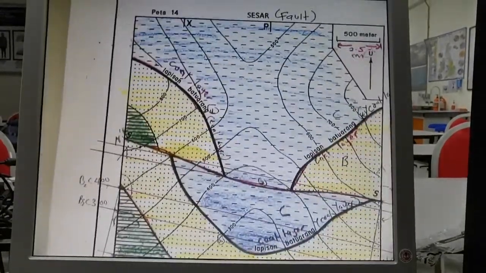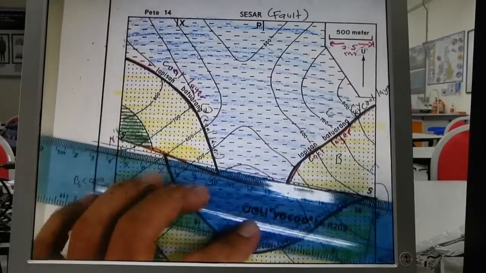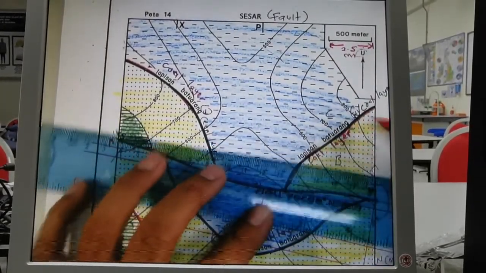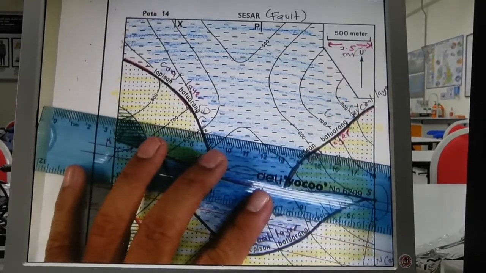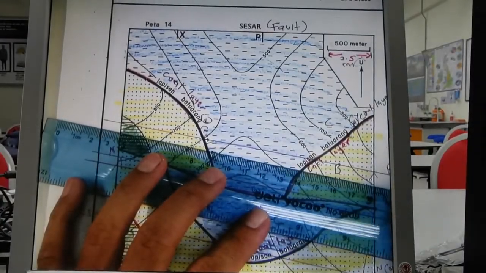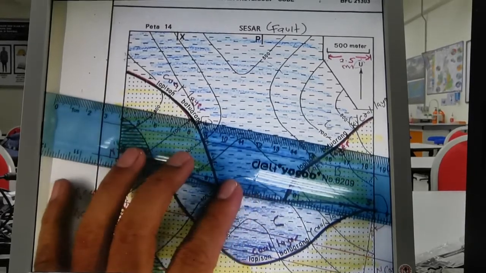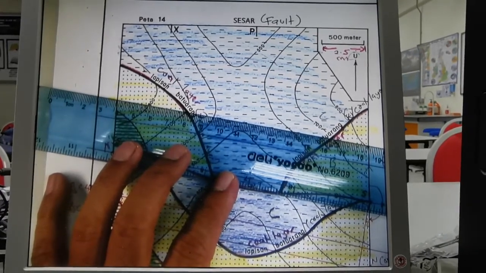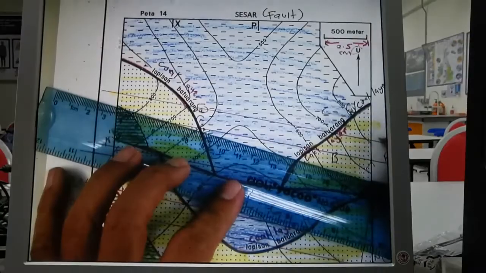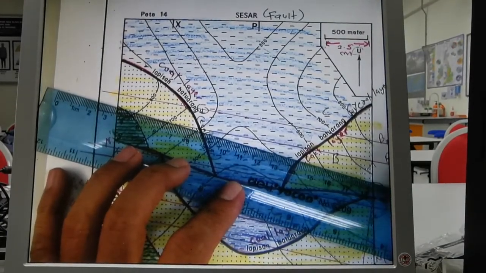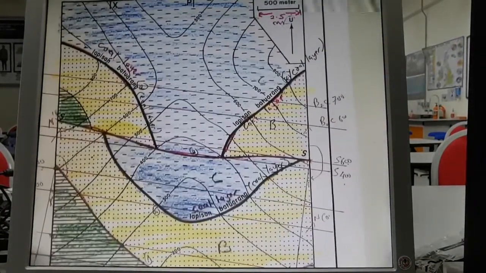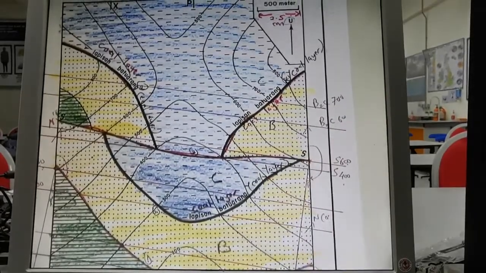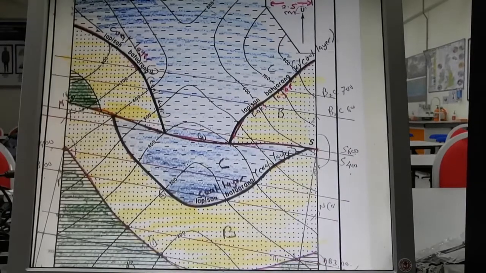Another boundary point is here. Okay, BZC, you can go to 600. And BZC 600, and we have another one, which is 700, BZC 700. So with a similar process as before, dipping to the south, you can then measure the distance between these two lines.